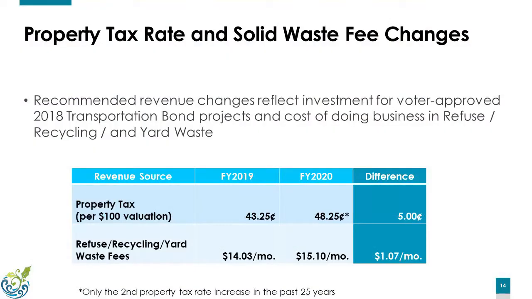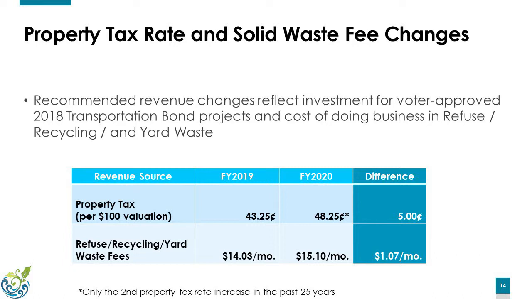Within the general fund, there are 2 key recommended revenue changes. The revenue changes reflect investments for voter-approved 2018 transportation bond projects and the cost of doing business in refuse, recycling, and yard waste. I think, as many of you recall, during the fall, education for the 2018 transportation bond, at that time, it was outlined that an estimate of a 5-cent property tax rate increase would be required to fund those voter-approved investments. And this budget reflects the statements that were made in the fall.